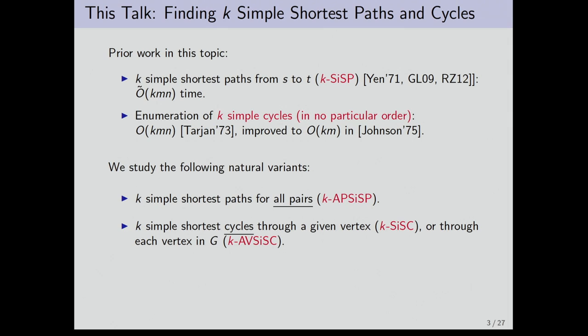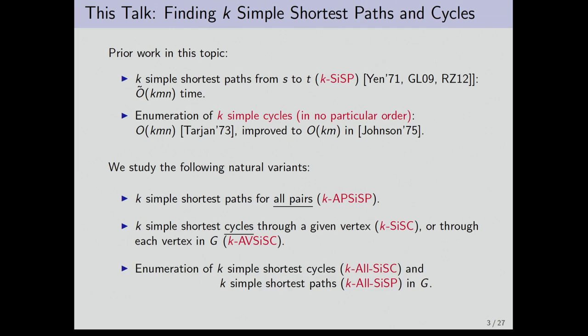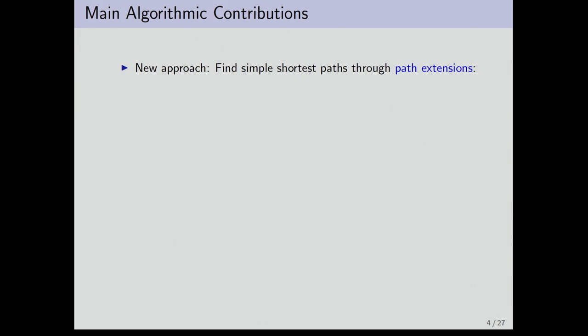Okay, so we consider those two versions. And then corresponding to enumeration, we have two more problems we study, which is enumerate the k simple shortest cycles, k all simple cycles, and the k simple shortest paths, k all simple paths. Okay. And so what are our main contributions?